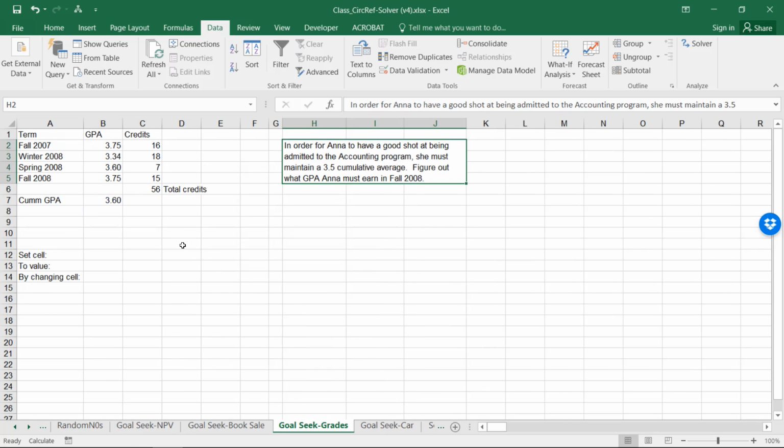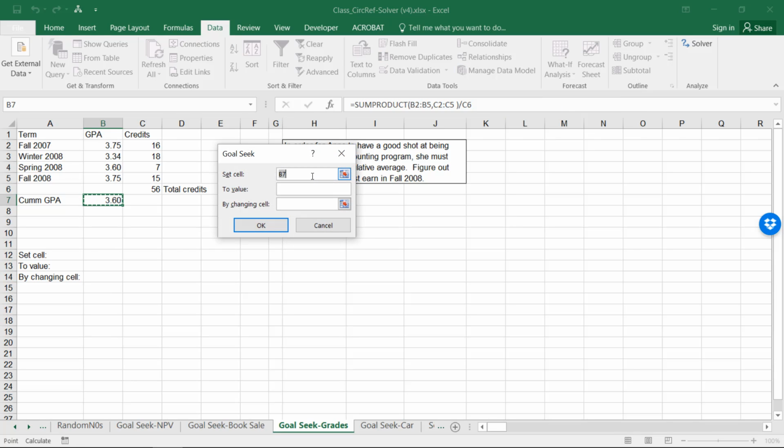In order for Anna to have a good shot at being admitted to the accounting program, she has to maintain a 3.5 cumulative GPA. What GPA will she need in her last semester, fall 2008, in order to keep her cum at 3.5? Go ahead and solve that using GoalSeek. Did you get 3.38? Let's try it together.